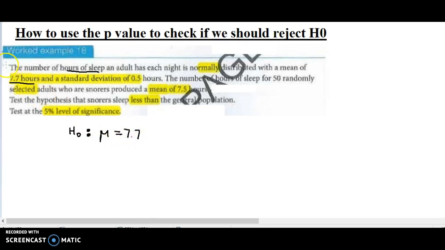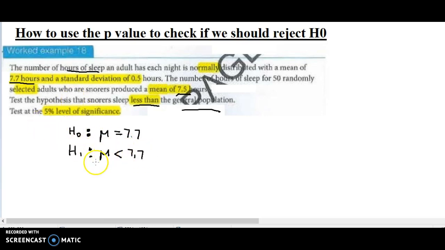Okay, this is a population. On the other hand, from the sample they've got 7.5, but in this case, they asked me to test if all the snorers sleep less than the general population. So someone claimed that the sleep is less than 7.7, so I will have to write down the other hypothesis, which is less than 7.7.